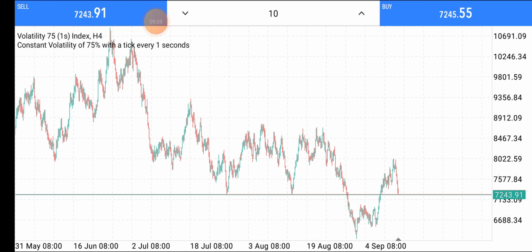You can just draw your structure. If you see small liquidity there, like the double bottom or double tops, you can take liquidity from there and catch up with the trend. That's if you're a scalper. Make up to, let's say, 50 to 100 pips.